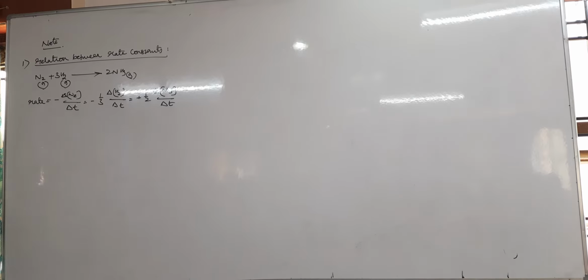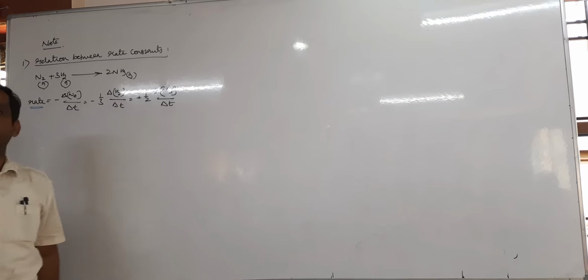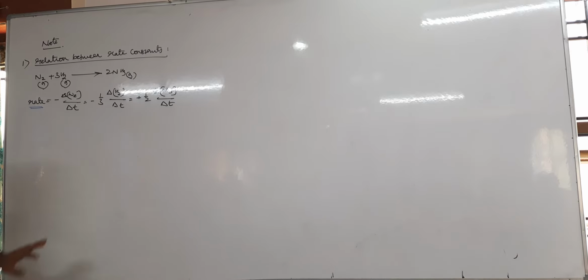Okay, now, this is a rate, right? This rate is equal to what? Rate is equal to the rate of disappearance of nitrogen. Rate is also equal to 1 by 3 into the rate of disappearance of hydrogen. Rate is also equal to 1 by 2 the rate of appearance of ammonia. Now tell me, delta N2 by delta T is what? Rate of disappearance of nitrogen.